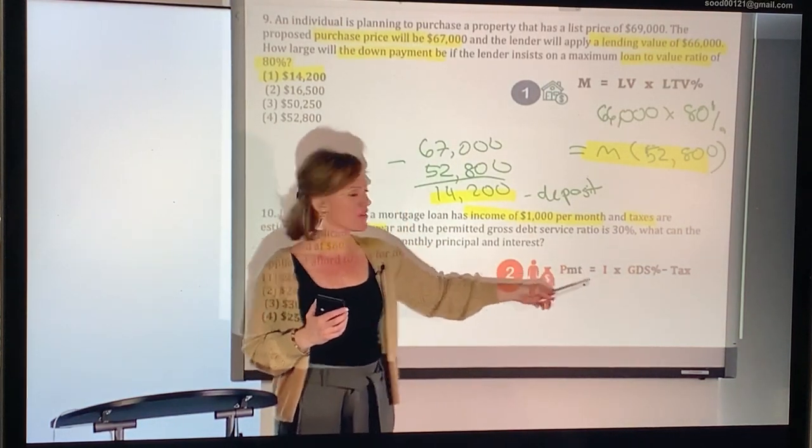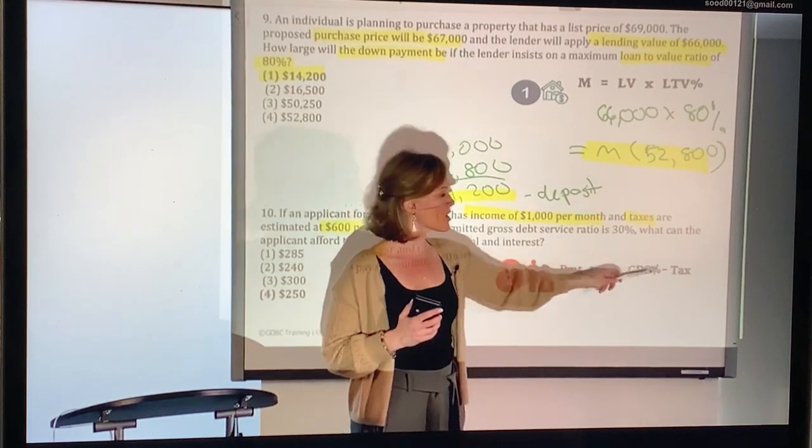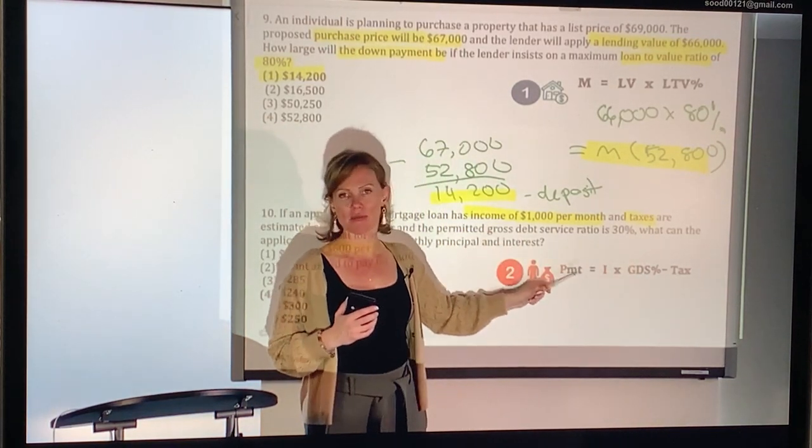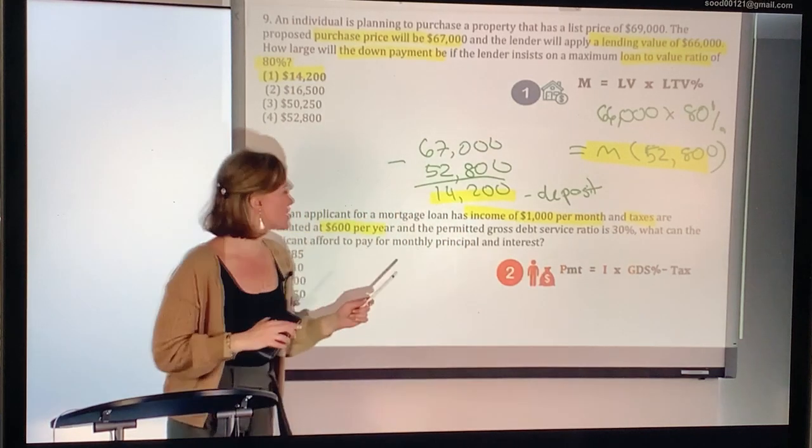Everything has to be in the same frequency. If I have an income, it has to be per year, taxes per year. Or if I had an income per month, my taxes also had to be per month, and my payment would come up as a monthly payment. Okay? So make sure that they are always in the same frequency. That's the thing in here.